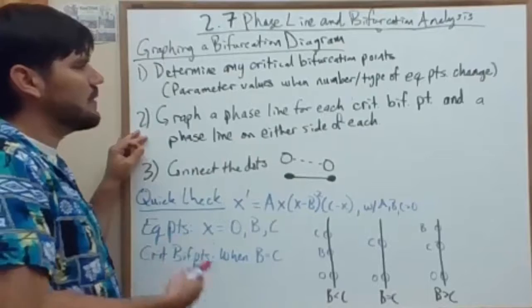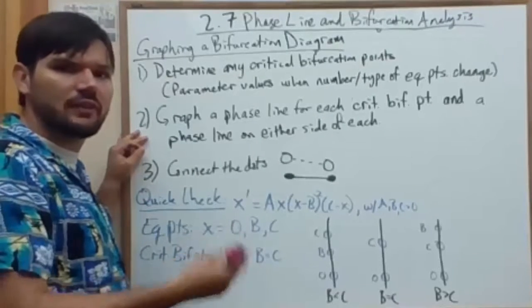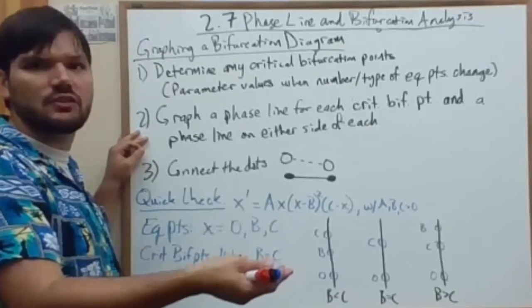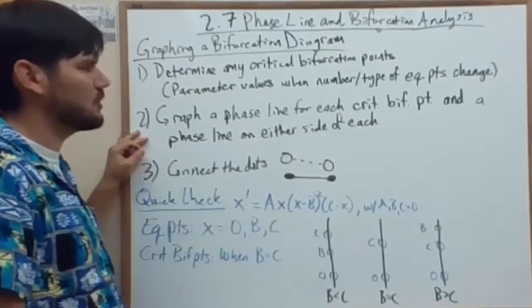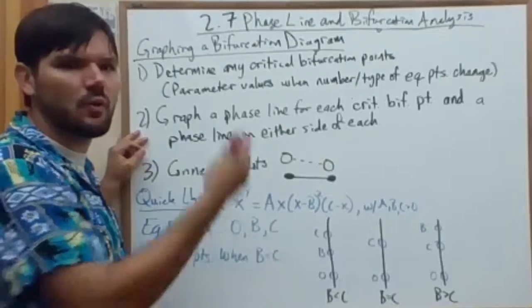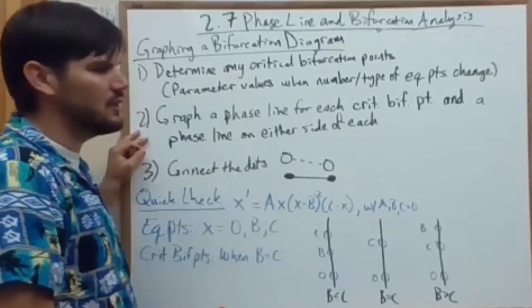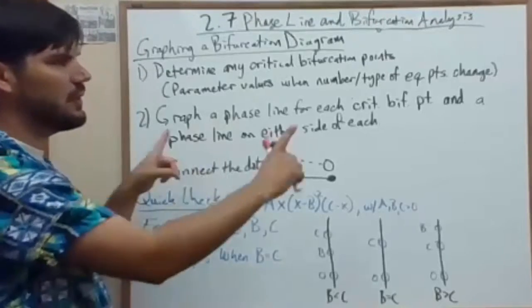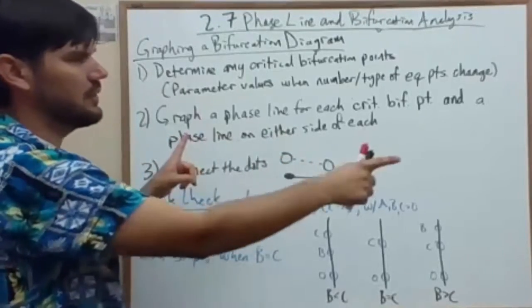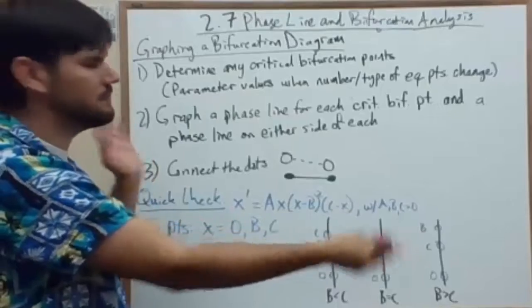Then two, we graph a phase line for each critical bifurcation point, and then I put another phase line on either side of each of those. So if we have just one critical bifurcation point, we end up with three different phase lines, one fixed and two that are varying around it. If we have two bifurcation points, we have 1, 2, 3 around those, so 5 total.